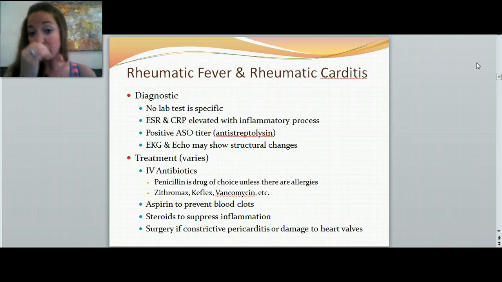Okay, the EKG and the echo will show some structural changes, and it'll also show us any kind of bad rhythms or anything that are happening as a result of this. To treat it, it varies really based on where the patient is at with this infection. IV antibiotics are pretty standard. Like penicillin is one of our drugs of choice unless they have allergies to it. But if they have allergies, then we can use stronger antibiotics like Zithromax, Keflex, vancomycin.